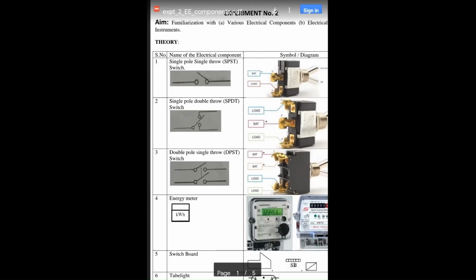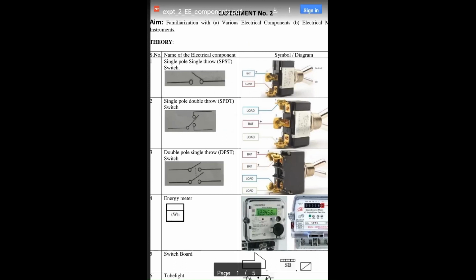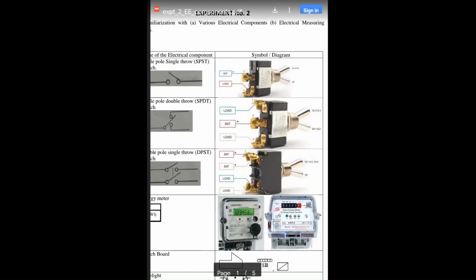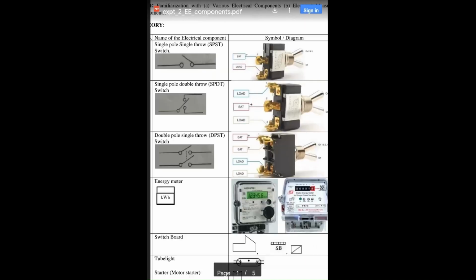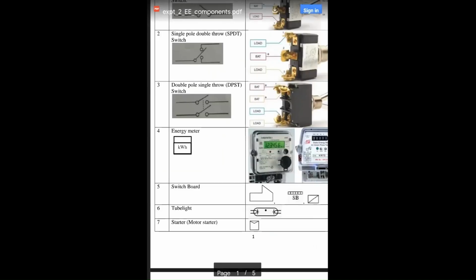Similarly, DPST, double pole single throw. Here we have two battery sources and two load connections. Okay, so depending upon which battery is connected to which load, it operates. Okay, next is our energy meter. This is very common because it is present in every household. So its symbol is like this, as shown.